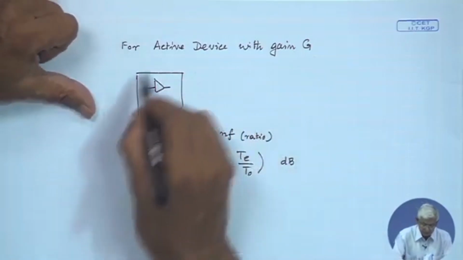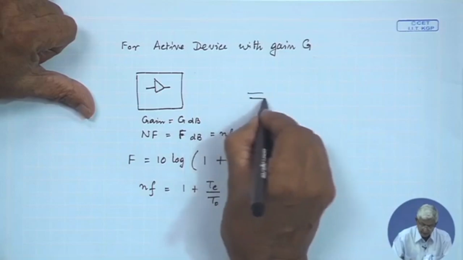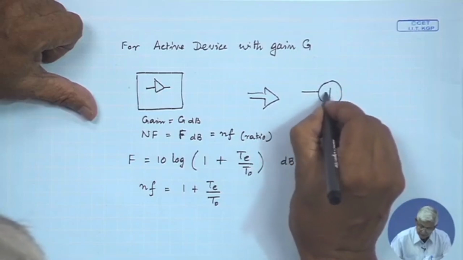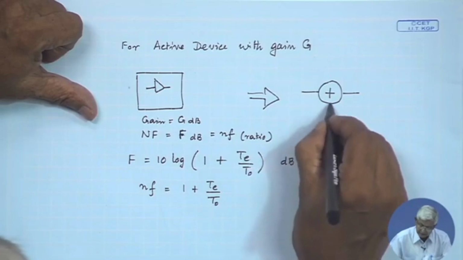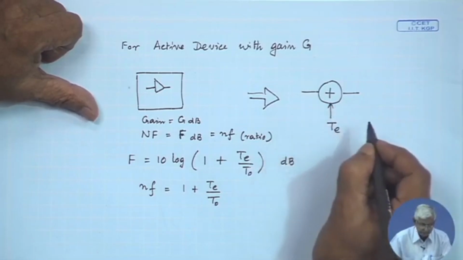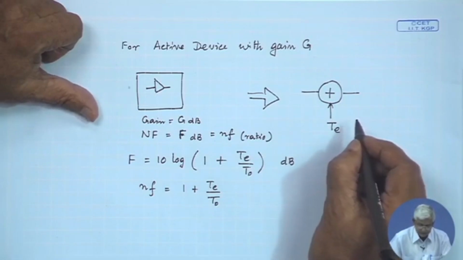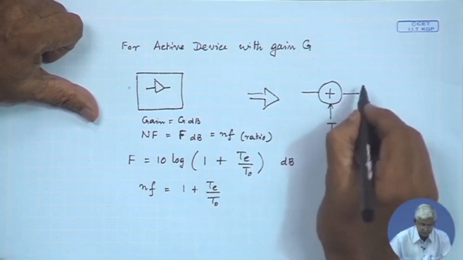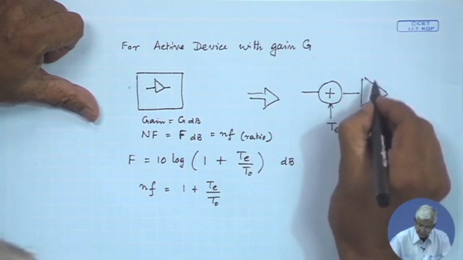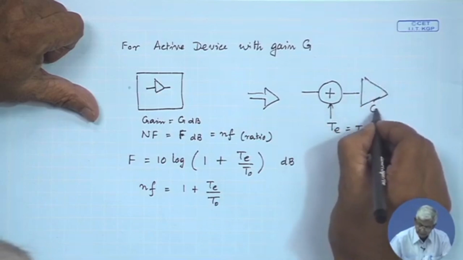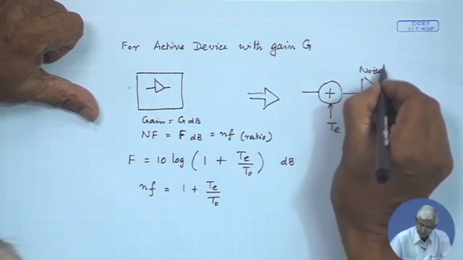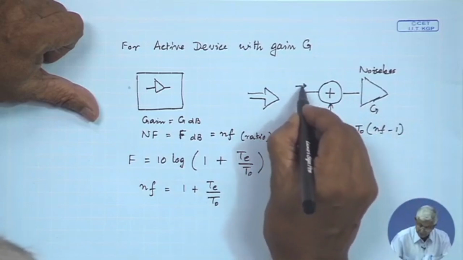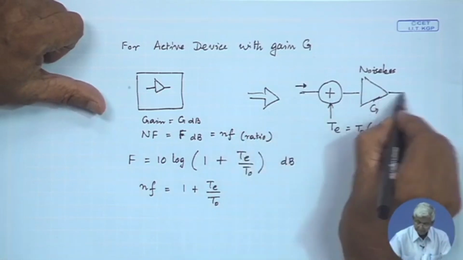So, this active device with a gain G can be equivalently drawn as, I am drawing the same thing we discussed earlier, an input with an effective noise temperature T e, which is equal to T 0 into nf minus 1 in ratios, followed by a noiseless amplifier with a gain G. This is noiseless, as if the noise is coming from the input, and there could be some input temperature coming in, and this will be the output.